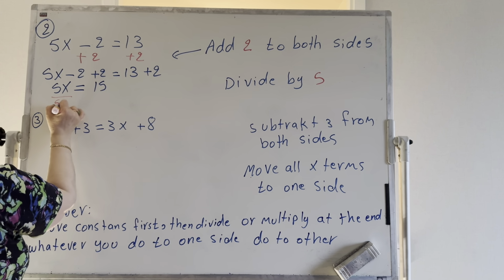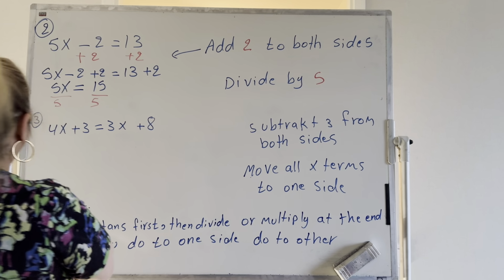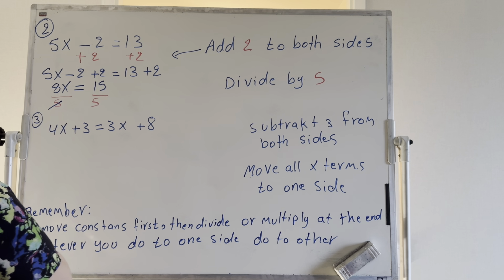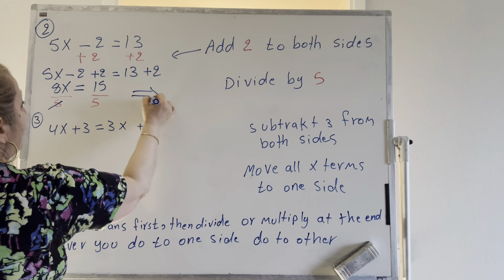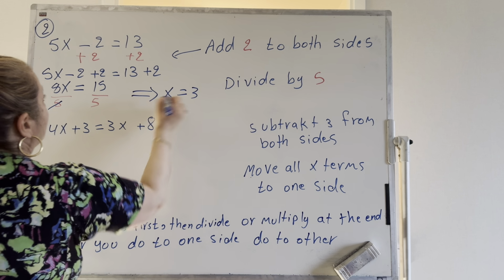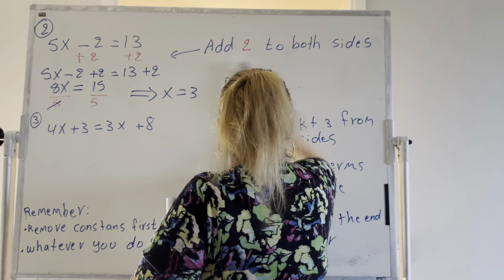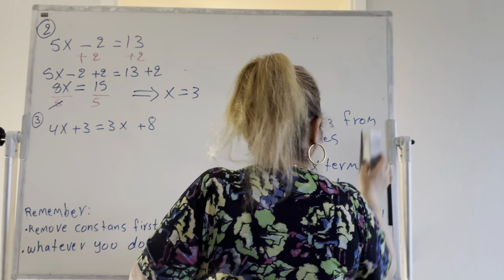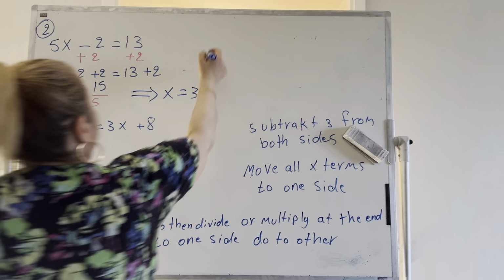Divide by 5 on both sides, and I will shorten 5 with 5. 15 divided by 5 equals 3. x equals 3. I can think about it easily, or maybe I will do the operation in my head.